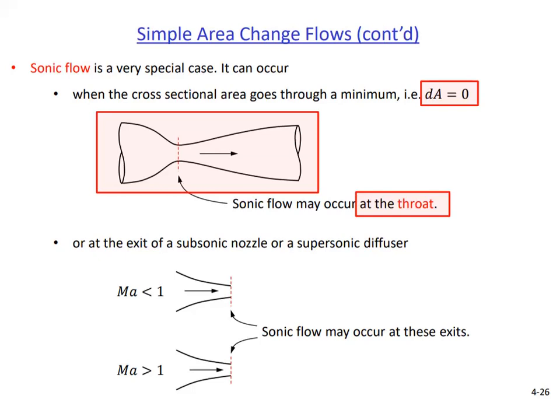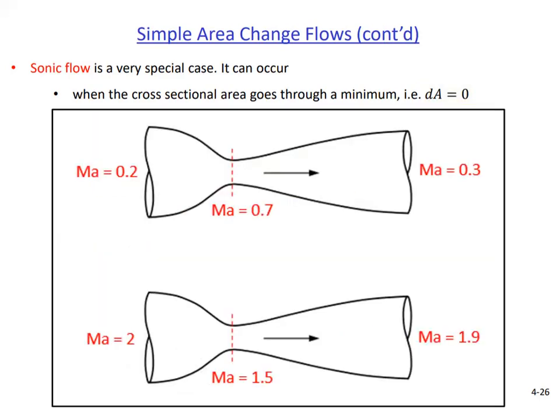It is quite possible that the flow is totally subsonic or totally supersonic everywhere in this duct, with sonic flow seen nowhere. Examples of these are sketched here. In the first duct, subsonic flow at Mach number 0.2 enters the duct. It accelerates up to Mach number 0.7 at the throat, and decelerates in the diverging part, exiting the duct at Mach number 0.3.